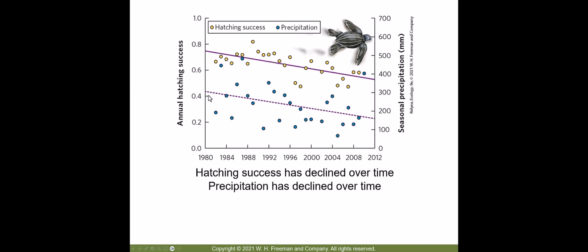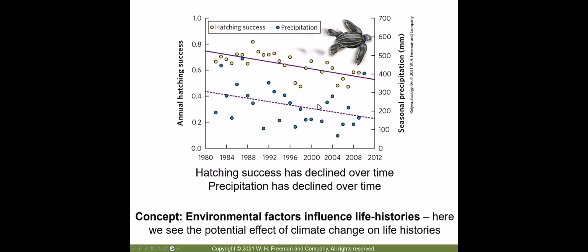We're also seeing a fairly close correlation between that and a decline in precipitation over that time period. So this is telling us that environmental factors can influence life histories. Here we see a potential effect of climate change on life history. If climate change does end up causing a decline in precipitation, then we might expect to see less hatching success for this kind of a species.